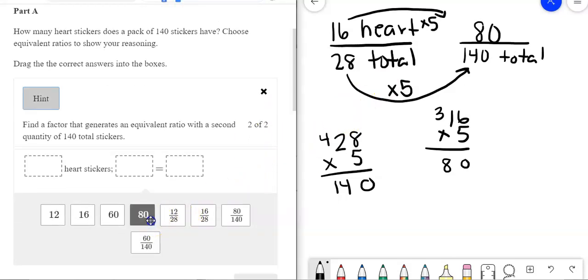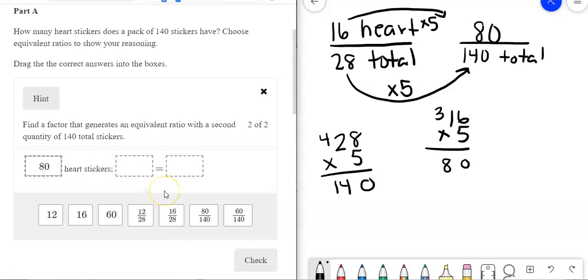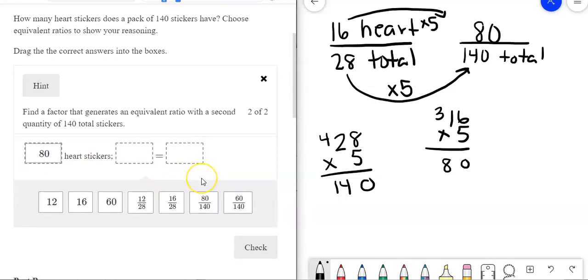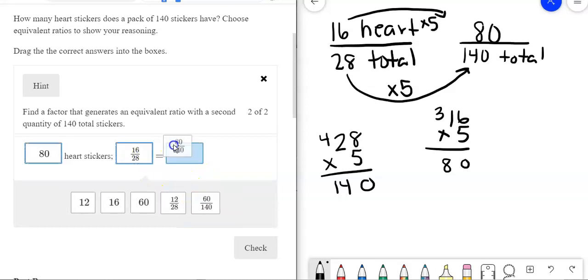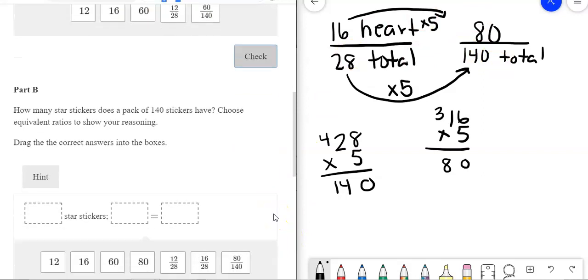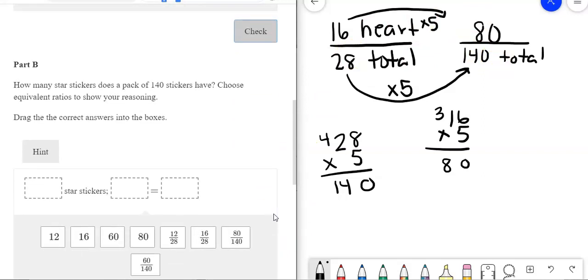So we have 80 heart stickers, which means 16 over 28 equals 80 over 140, because that's what we have right over there. Okay, keep going down. They have another question for us. How many star stickers? First, they told us it was 16 heart per 28. So we need to figure out how many of those 28 are stars. To do that, we're going to do 28 minus 16, and we get 12.